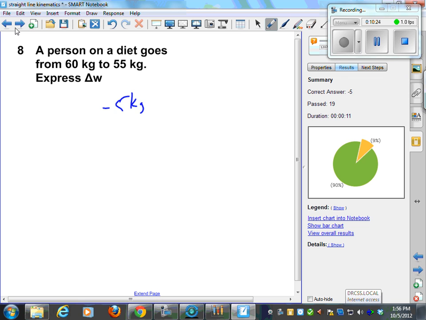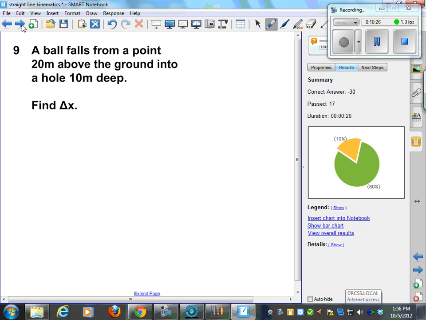Now this one here is 20 meters above the ground into a hole 10 meters deep. So that is actually minus 10. So the math would be minus 10 minus 20, or minus 30 meters would be your displacement. I got 100% on that. Okay?